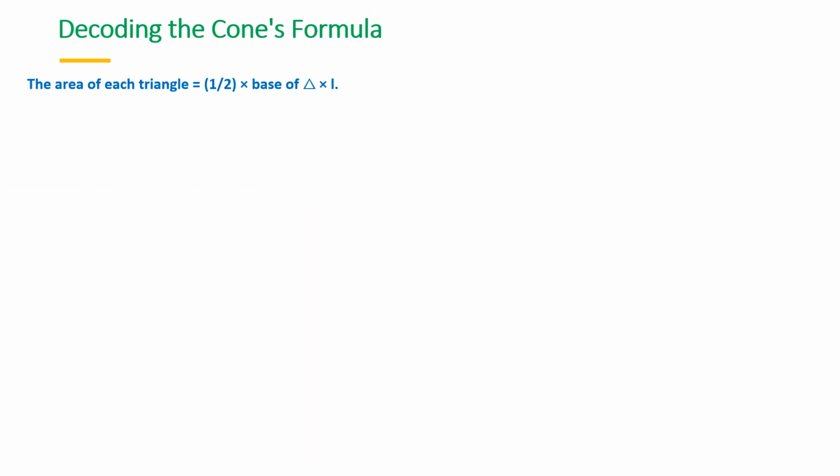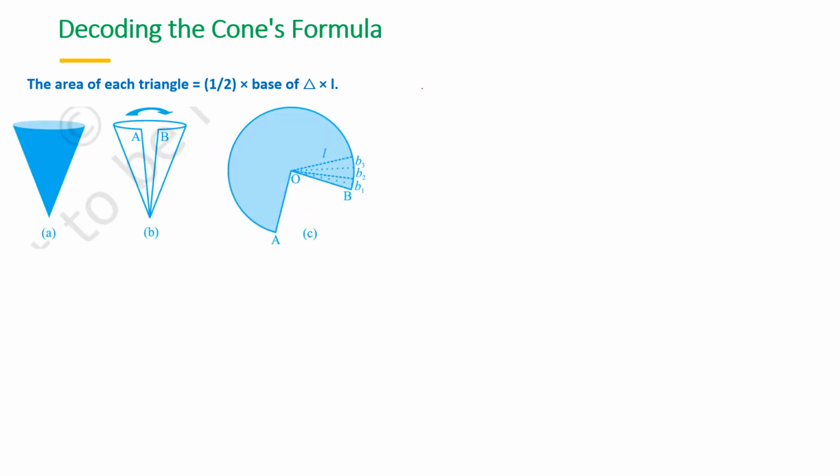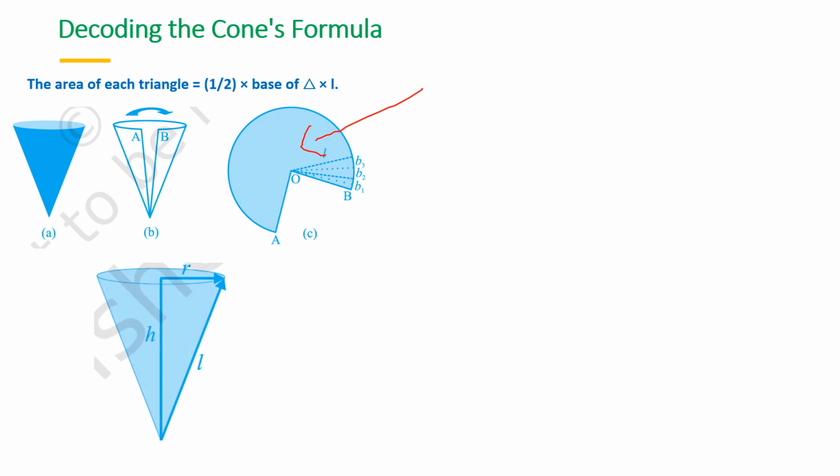Now let's continue further. Now we learned this cone's surface area is opened, and this is made up of n number of triangles. Each triangle's area is half into base, B1, B2, B3, into slant height. Correct. Let's continue further. Here I'm marking: r is the radius of the same cone, h is the altitude or height of the same cone, and L is the slant height of the cone. Okay, it's very much clear now.